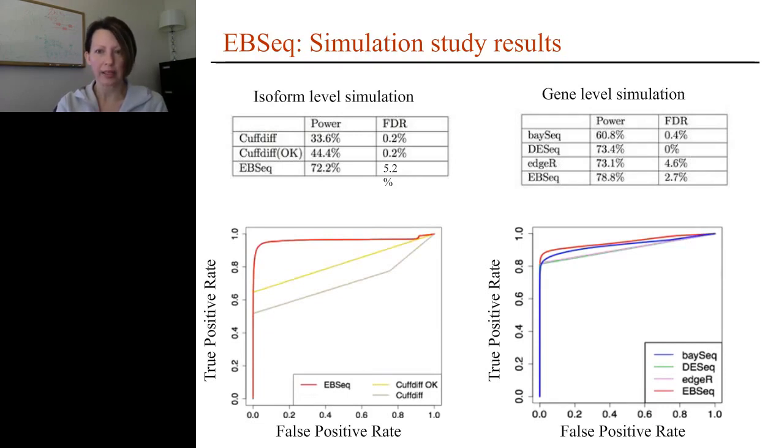On the right is the same type of comparison, but at the gene level. So we see a number of methods for identifying differentially expressed genes. Again, EBSeq can be used for gene level data, although it was designed for isoforms. We have reasonable power at a pretty well-controlled FDR.